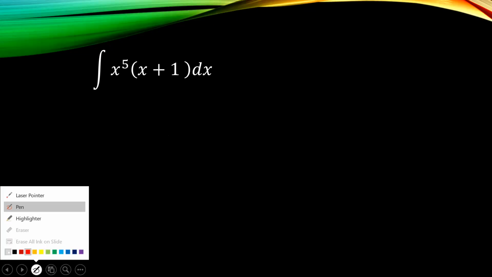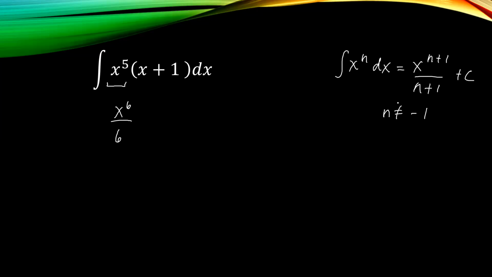So what they will write will be like this. Let me just get my white pen. They will be applying the simple power rule to each of the factors. Using the simple power rule on this factor, they will write x to the 6 over 6, using the formula for the integral of x to the n dx, which is equal to x to the n plus 1 over n plus 1 plus c, for as long as n is not equal to -1.